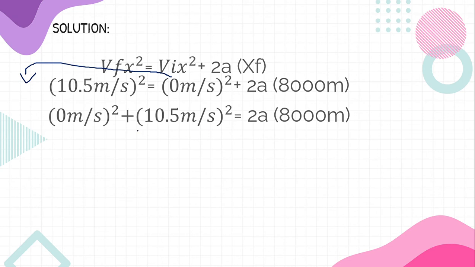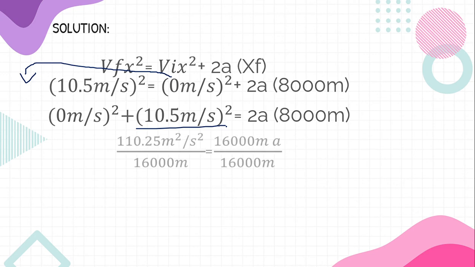In which we're going to compute (10.5 m/s) squared first. 10.5 squared will be 110.25 meters squared over second squared. And we're going to compute 2a times 8000 meters, for us to get a value of 16,000 meters times acceleration.